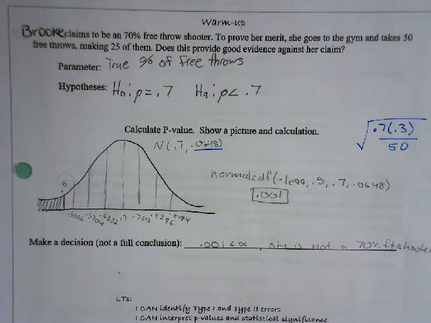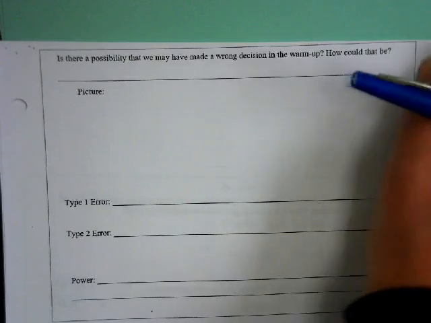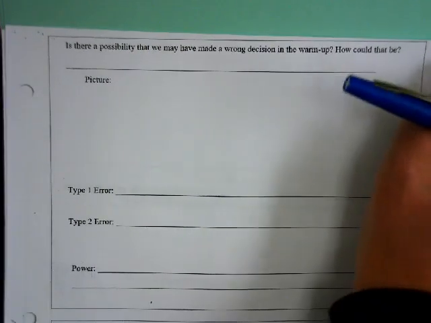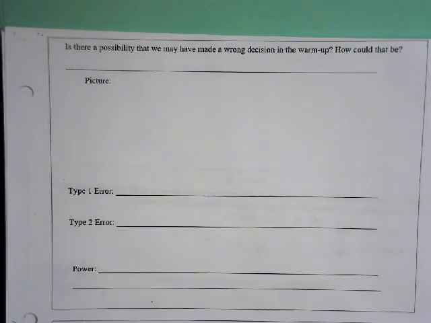Any other questions? All right, today we get to learn about type 1 and type 2 errors, and we also get to talk about the power of the test. So, is there a possibility that we may have made the wrong decision in the warm-up? Yes. Brooke could be a 70% free throw shooter, right? So there is a possibility that we are wrong.